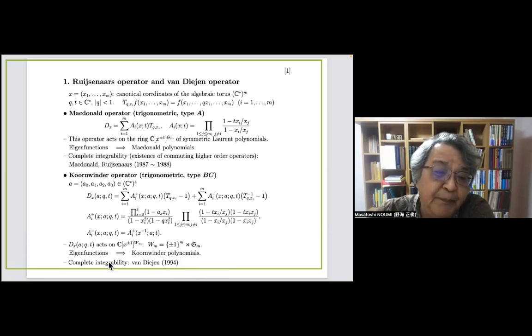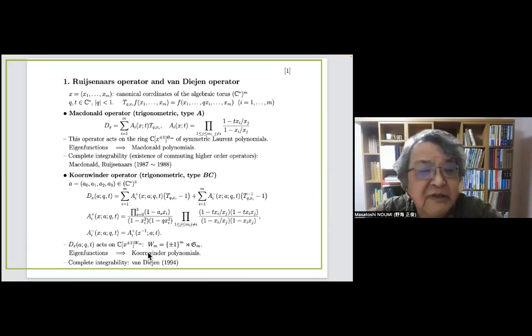And so in this case, this operator acts on the Wm invariant Laurent polynomials. And there you can try to diagonalize. Then you have a basis of this invariant ring consisting of eigenfunctions of this operator. So they are called Koornwinder polynomials. So the Koornwinder polynomials are a multivariable version of Askey-Wilson polynomials.